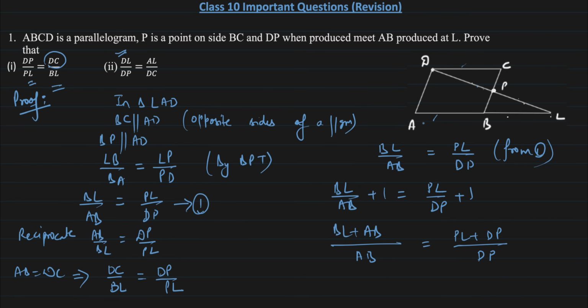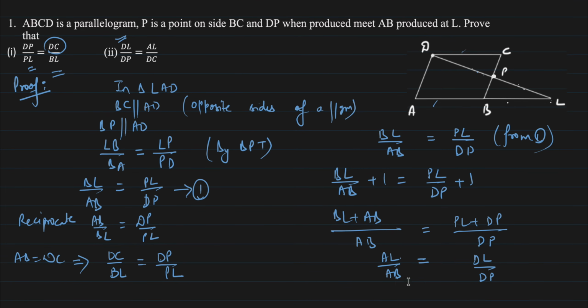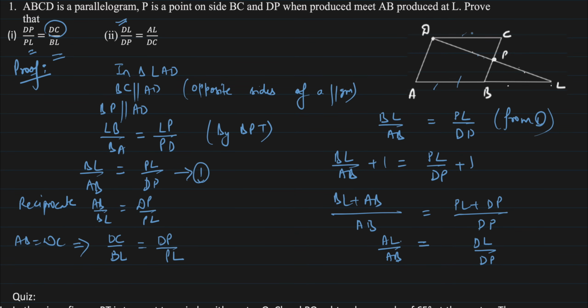So what is BL plus AB? That is whole AL, right? So I get AL over AB, and PL plus DP is whole DL over DP. We got that part also, right? Now AL by AB, again we change AB, as AB is equal to DC. So I'll write it as AL by DC equals DL by DP. So we are done with the second part also. I hope it is clear, students, right?